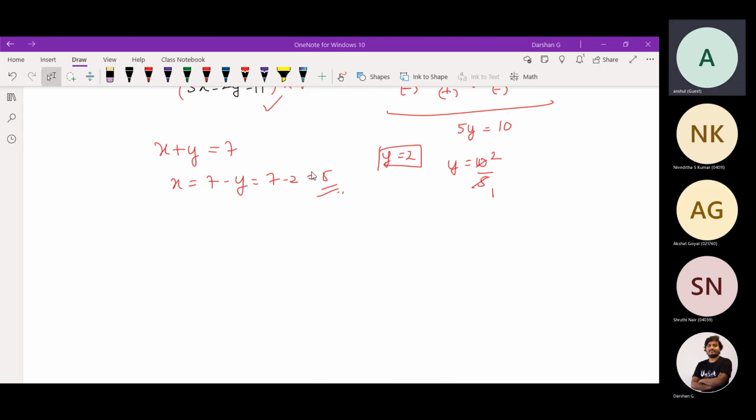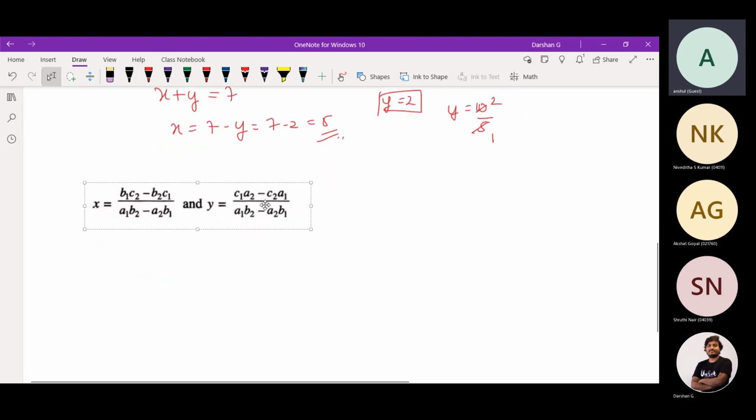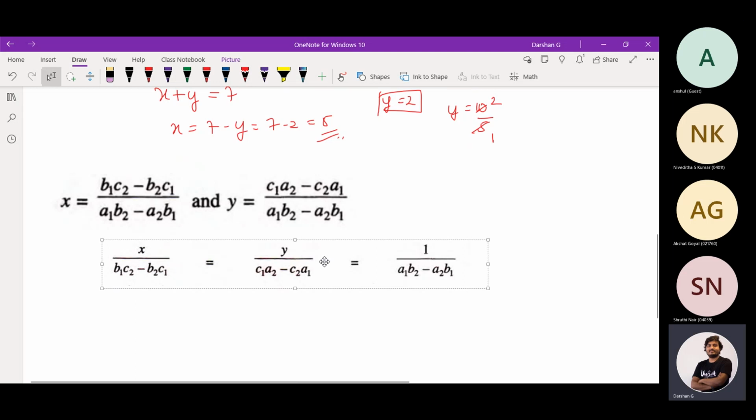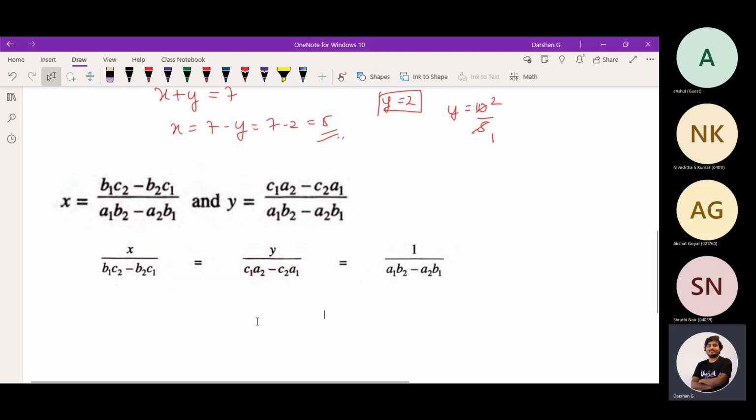x divided by b1 into c2 minus b2 into c1 equals y divided by c1 into a2 minus c2 into a1, and then equals 1 divided by a1 into b2 minus a2 into b1. Correct. As the formula itself is so tricky, it simply depends on your memory. So be very careful while you do this.